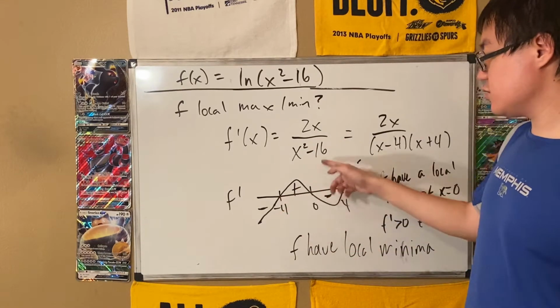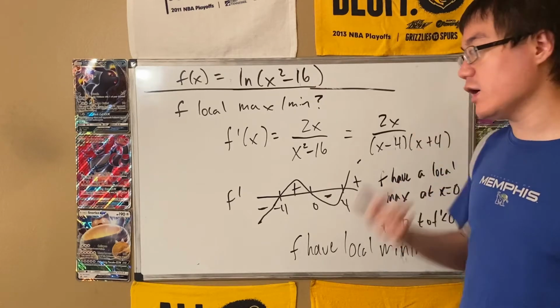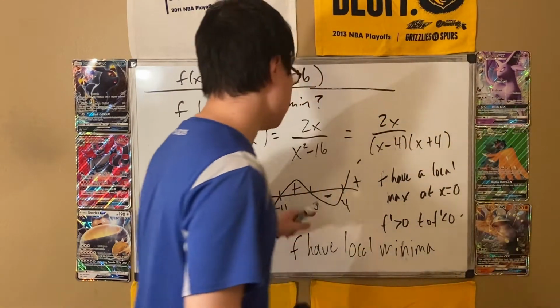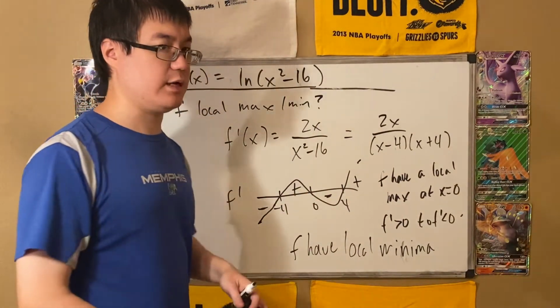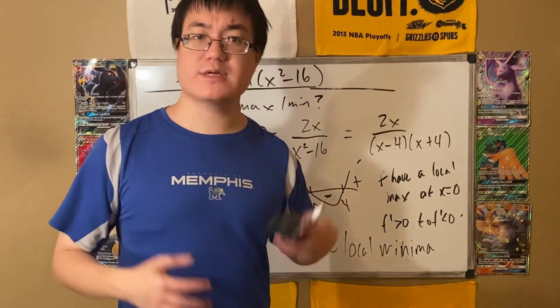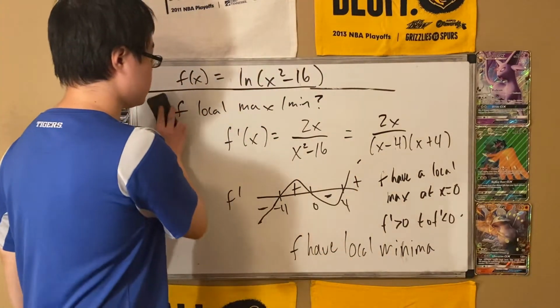But again, these two things, while looking like local min, are not local min because you cannot plug them into your original function. But 0 is a local max. It does go from positive to negative. So that's enough for first derivative test for local max or min. Let's try the second derivative test. So let's erase this.